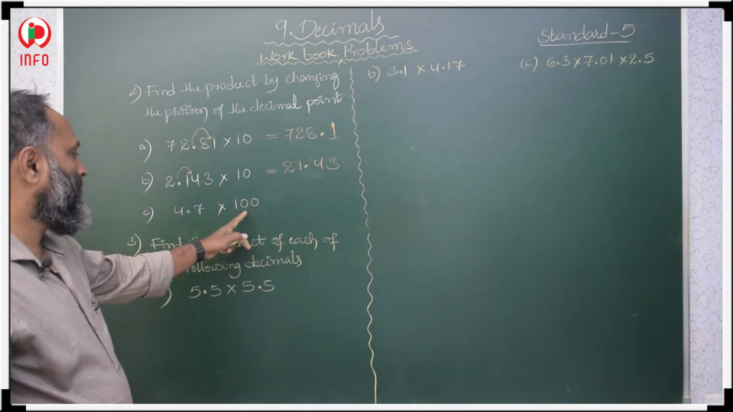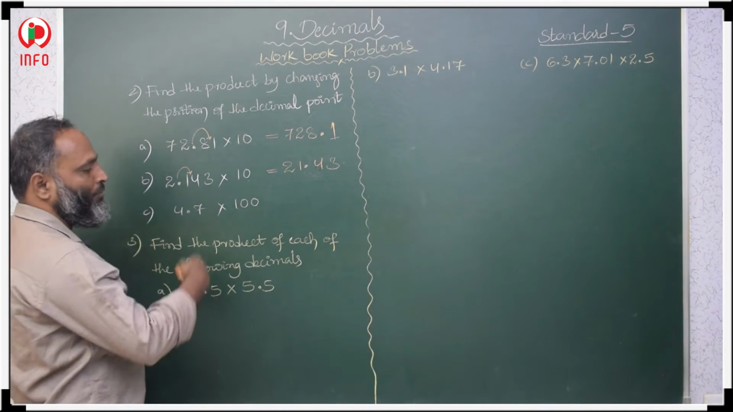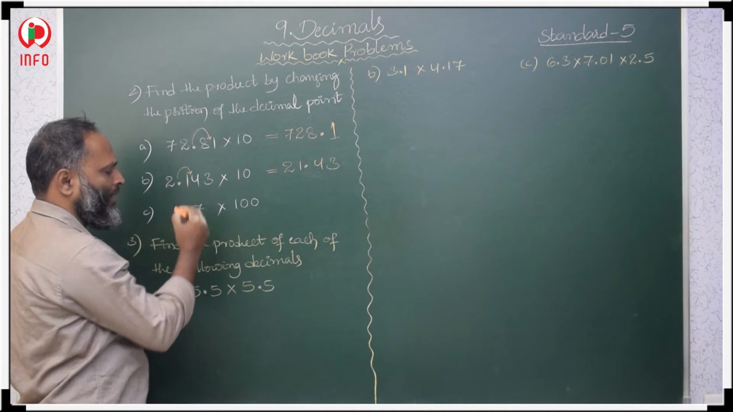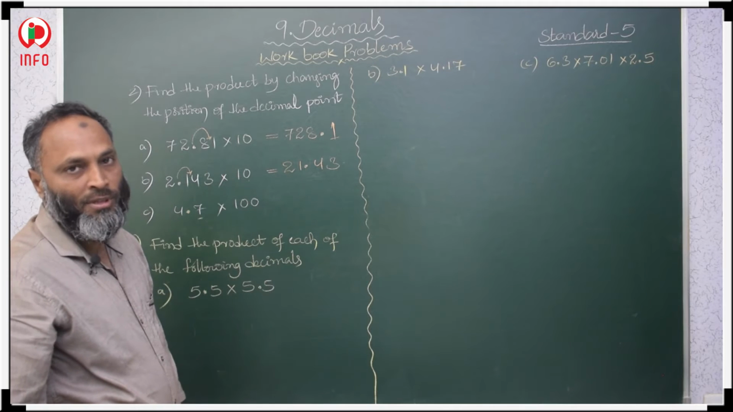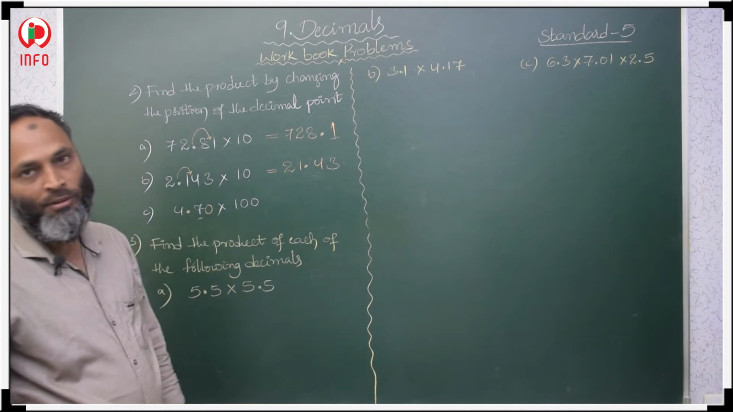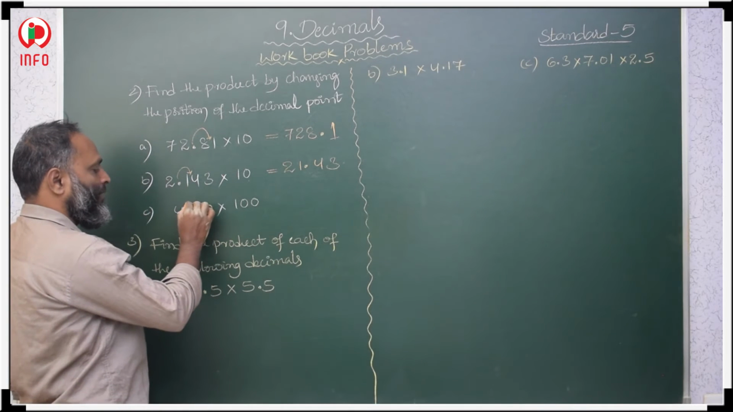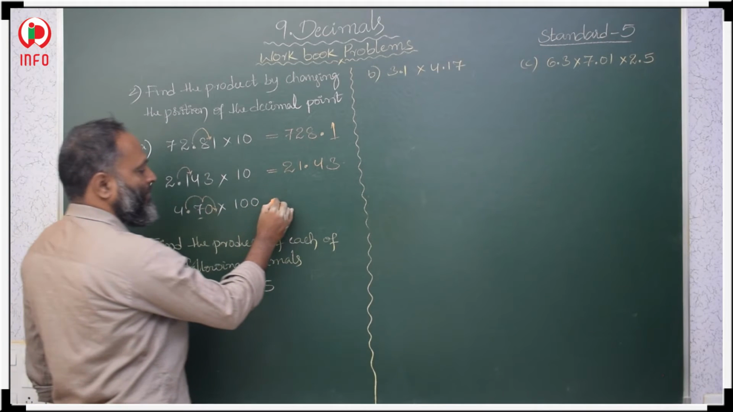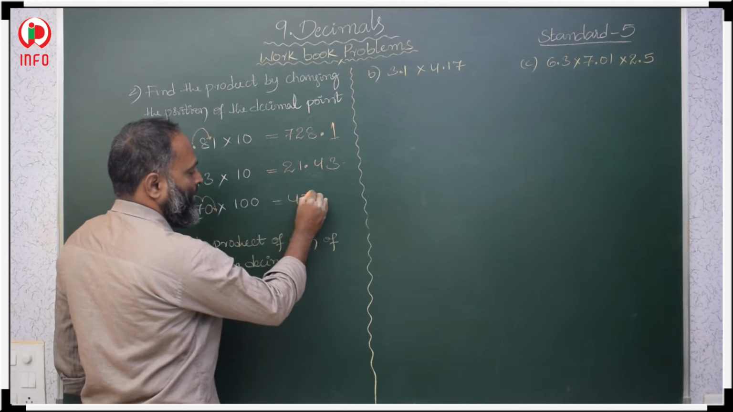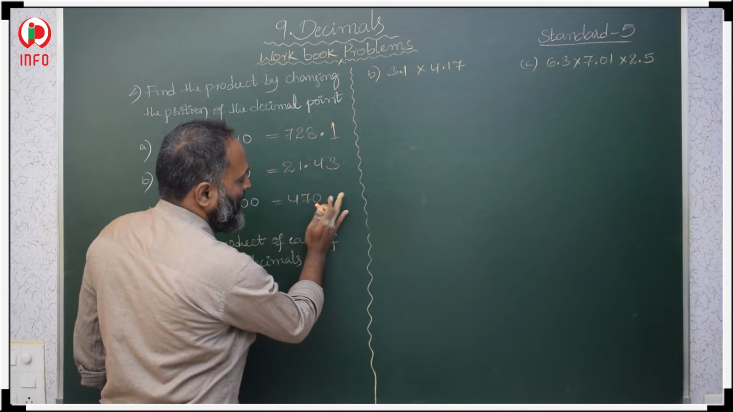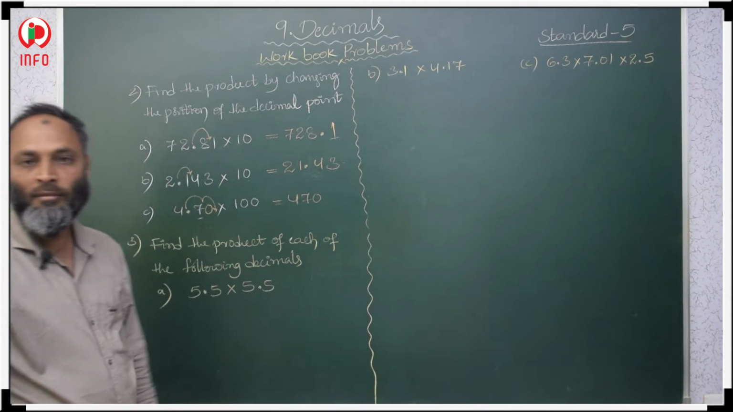If we multiply with 1000, the decimal point moves 3 digits. Here, after the decimal we have only one digit, so we need to keep two more 0s. So the decimal point will move, this is 1 and this is 2 after the 0, so that is 470 point. After the point nothing is there, so no need to keep the decimal, okay.